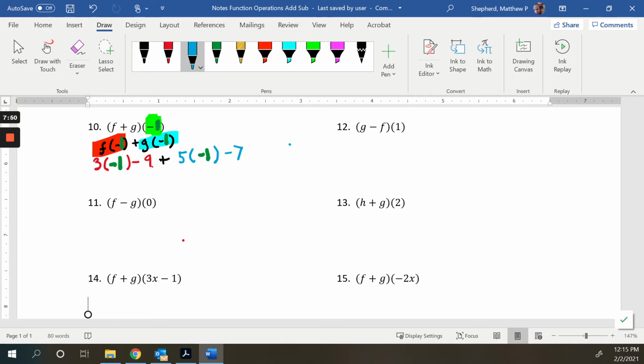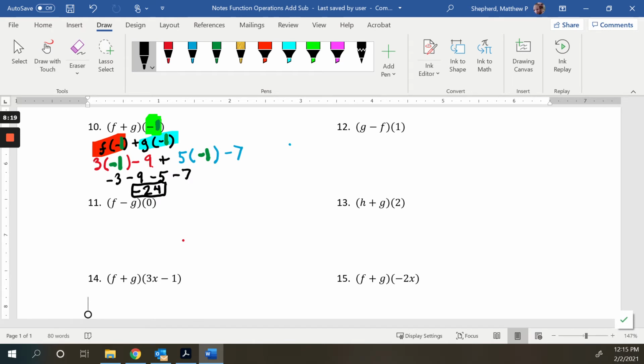the new input is. All right, so now doing that, 3 times negative 1 will be negative 3 minus 9. 5 times negative 1 will become negative 5 minus 7. Negative 3 minus 9 will be negative 12. Minus 5, negative 17. Minus 7, negative 24.